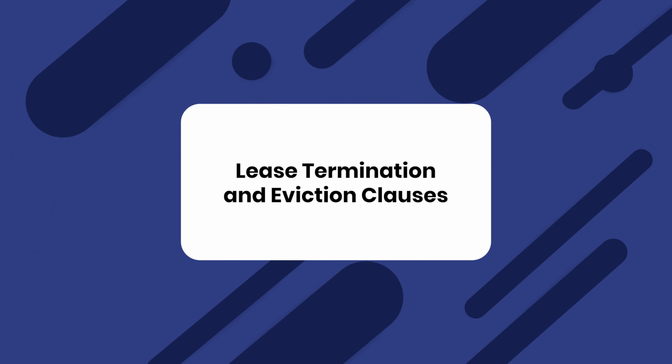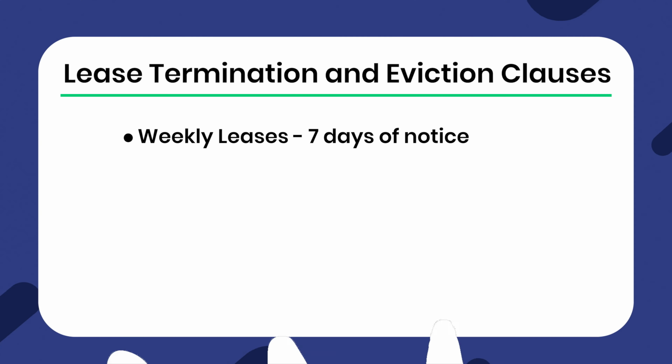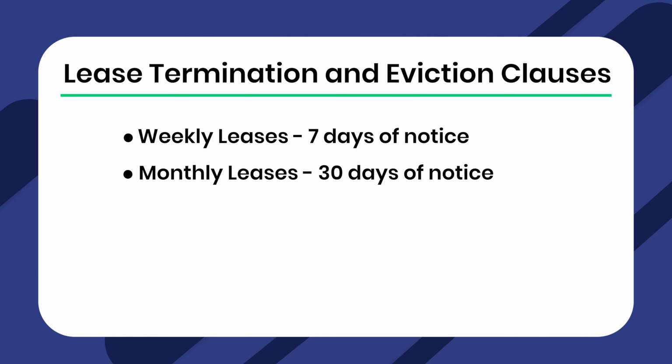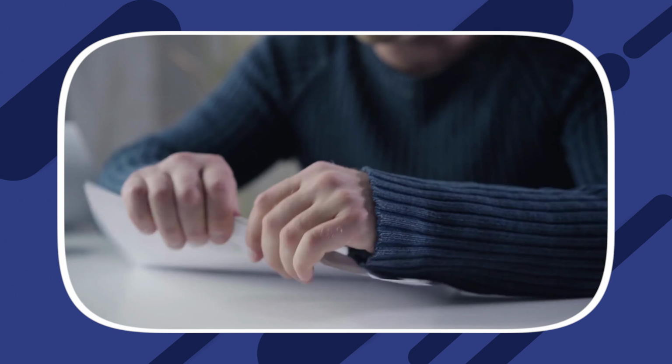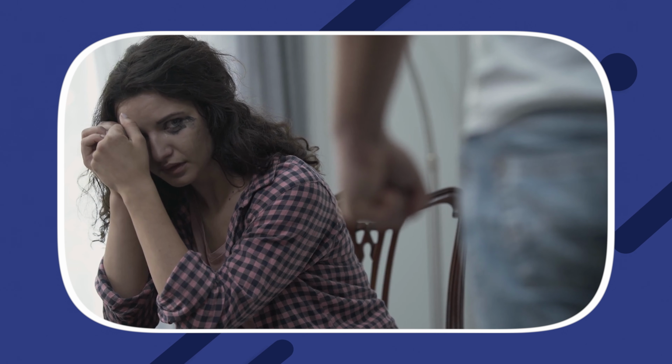Lease termination and eviction clauses. A tenant can terminate a lease at the end of its period if they wish. According to landlord-tenant law, the tenant must give the landlord the following amounts of notice. Weekly leases, 7 days of notice. Monthly leases, 30 days of notice. On the other hand, tenants can also request the lease termination before it ends for reasons such as an early termination clause, unacceptable living conditions, or domestic violence.